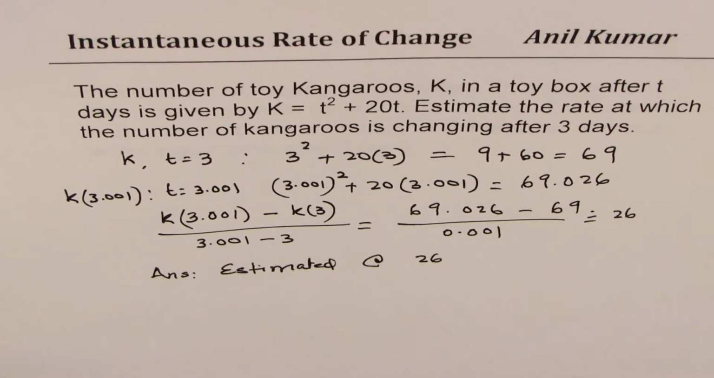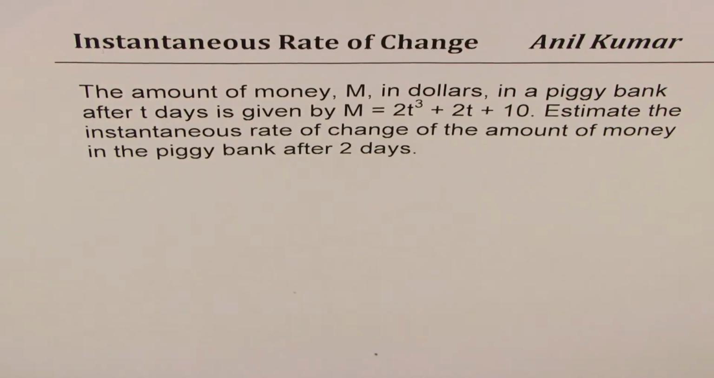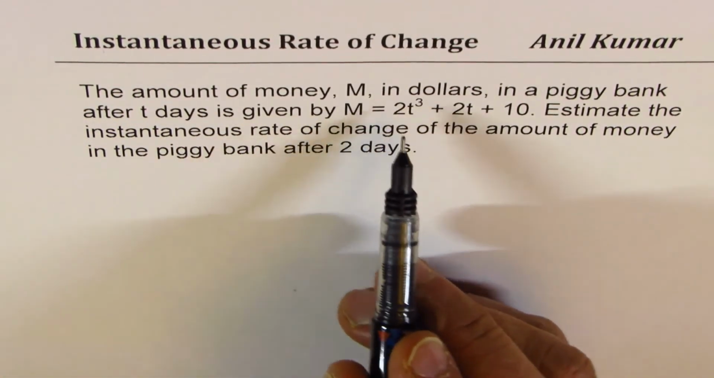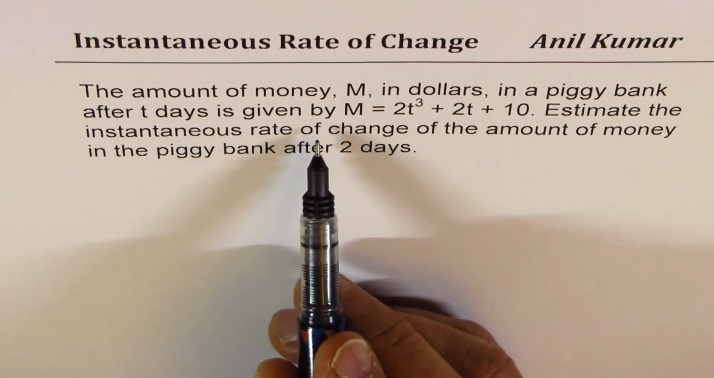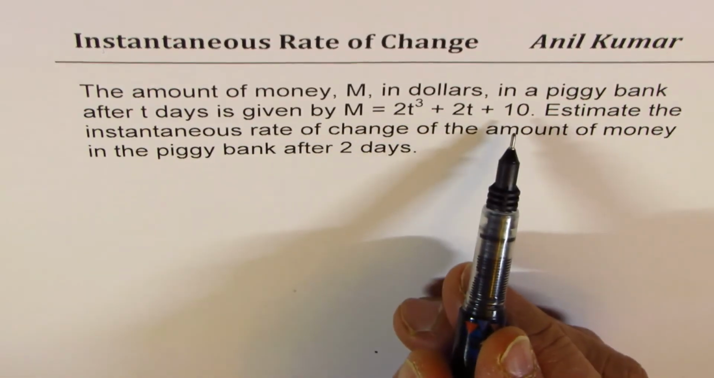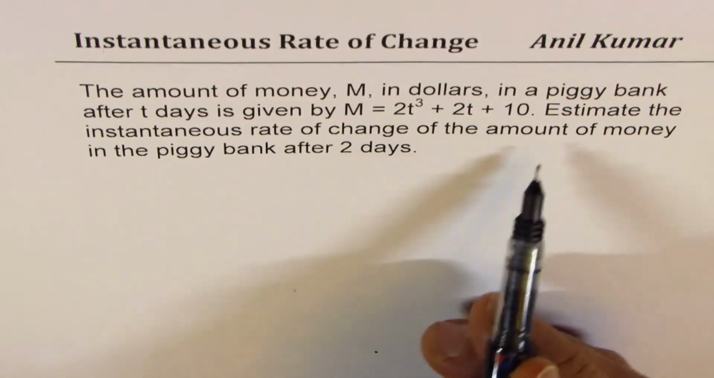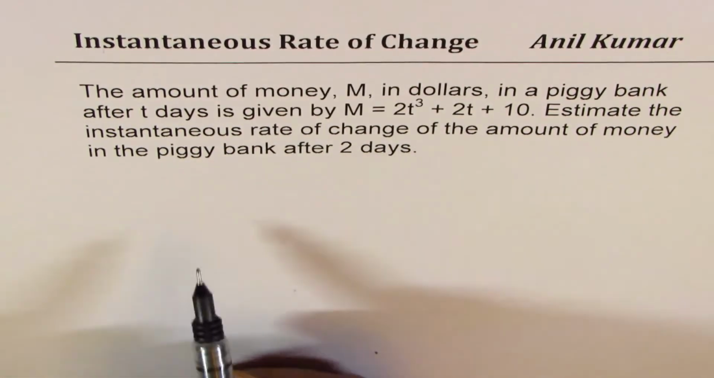Okay, there's another test question. This is the last question, and I hope you know the method and you can actually solve this question and check with my solution. The question here is: the amount of money M in dollars in a piggy bank after T days is given by M equals 2T cubed plus 2T plus 10. Estimate the instantaneous rate of change of the amount of money in the piggy bank after 2 days.